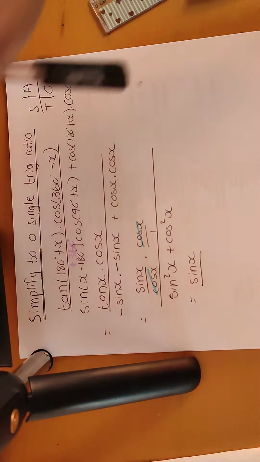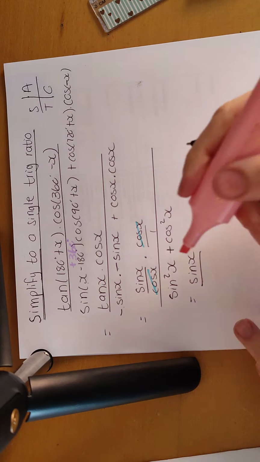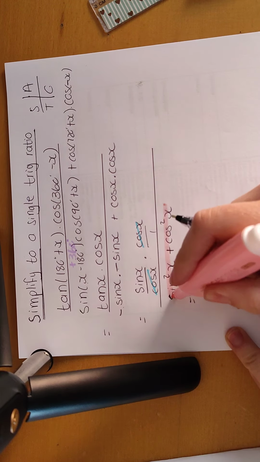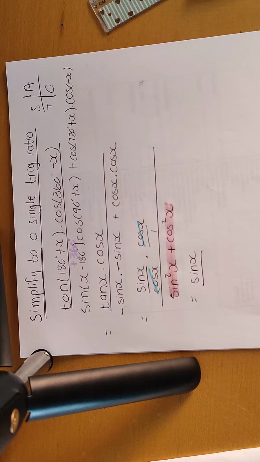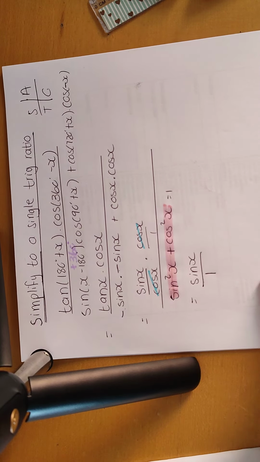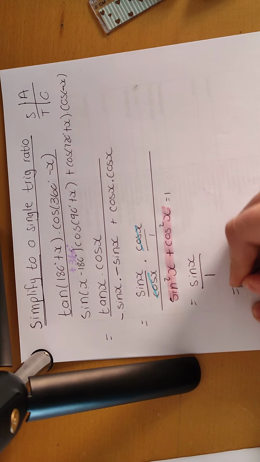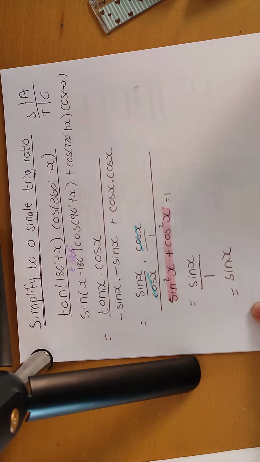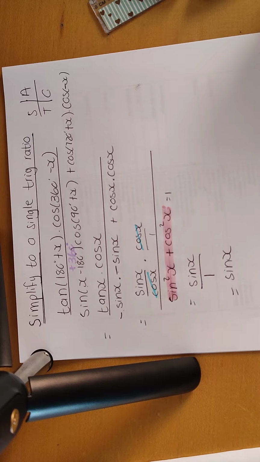Now this is an identity. Sine squared theta plus cosine squared theta is equal to 1. So this is divided by 1, so we don't even need this step. And this is then just equal to sine x. And there is your answer.